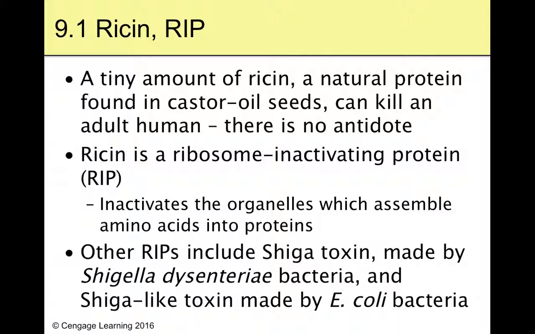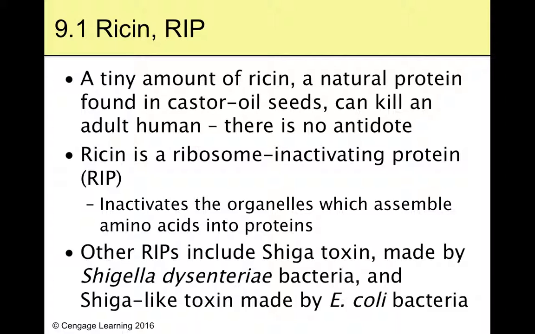Your book starts with a cool little story, like it always does, and for this one, it talks about a compound called ricin, RIP, which is kind of a punny sort of name because, of course, RIP we think of as rest in peace, and these guys are ribosome inactivating proteins. And so ricin is a natural protein, and it's found in the seeds of a castor oil plant. And this thing can kill an adult human if you get this protein in you, and there is no antidote to it. There's nothing we can do once it's in you.